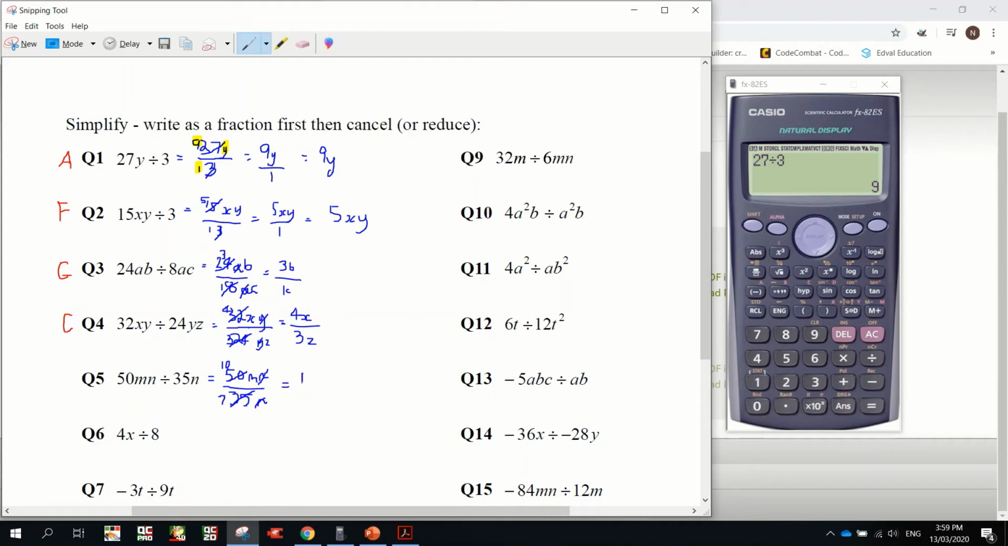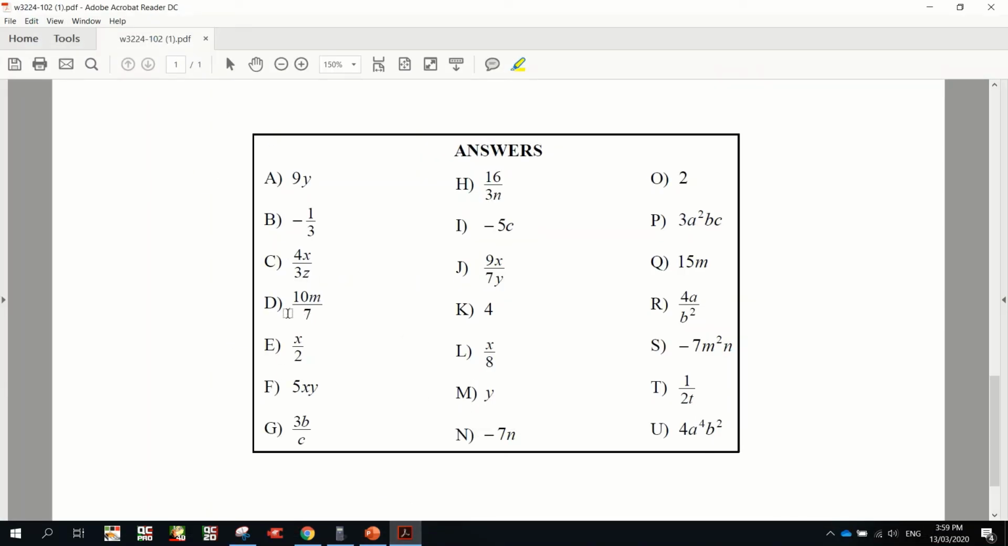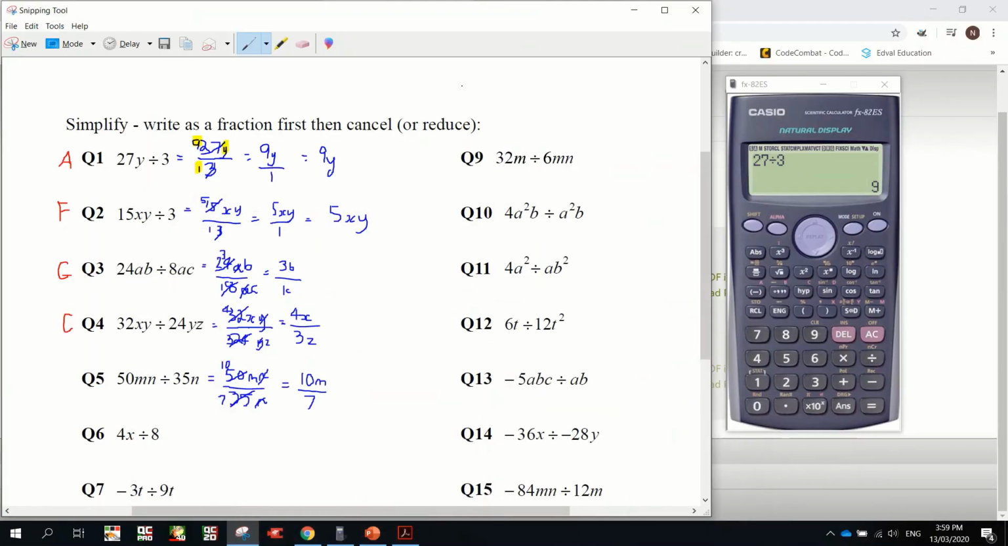What am I left with? 10m divided by 7. So 10m over 7. Let's see if that's on the answer sheet. 10m over 7, there it is, D. Let's put that one in. All right, next one.